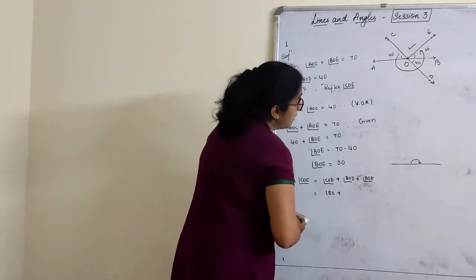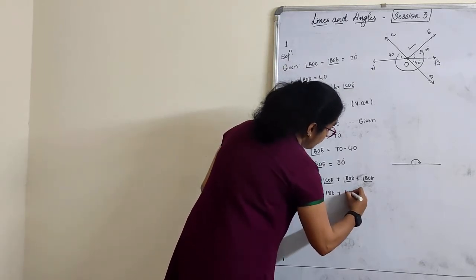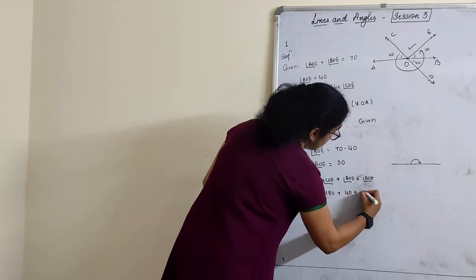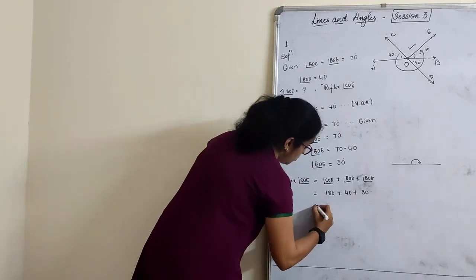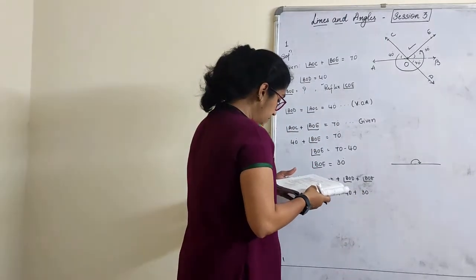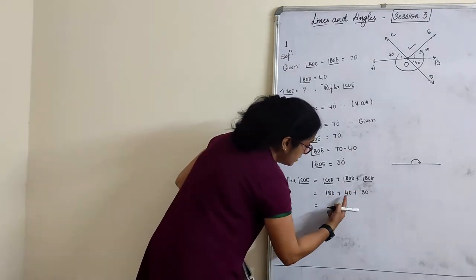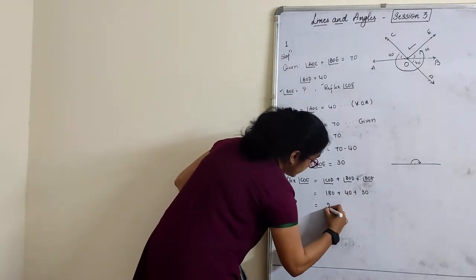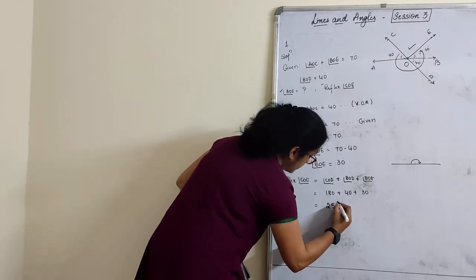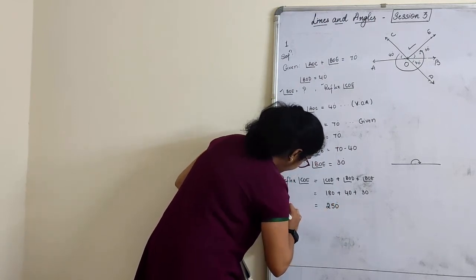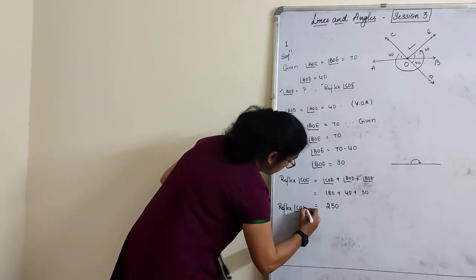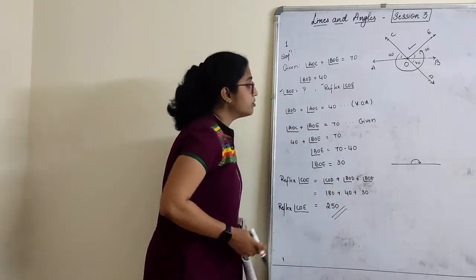180 plus BOD is how much? 40. Plus BOE is how much? 30. So 180 plus 40 plus 30, how much do you get? 40 plus 30 is 70, 70 plus 180 is 250 degree. So reflex angle COE is equal to 250 degree.